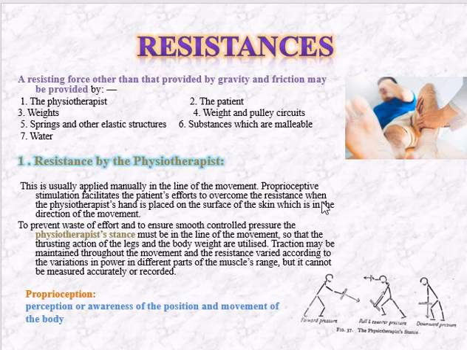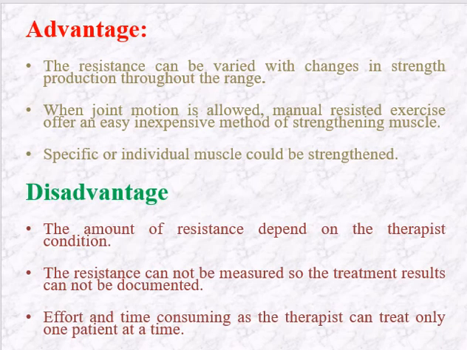What is proprioception? Basically, perception and awareness of the position and movement of the body is called proprioception. What is the advantage of manual resistance or resistance by physiotherapists? The resistance can be varied with changes in strength production throughout the range. When joint motion is allowed, manual resistance exercise offers an easy, inexpensive method of strengthening muscles. Specific or individual muscles can be strengthened.